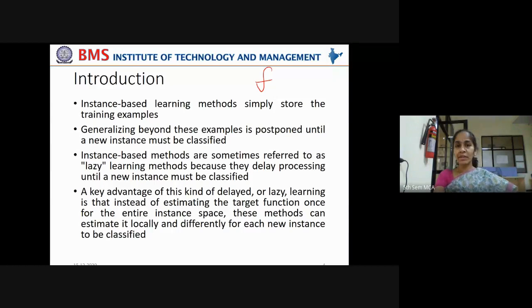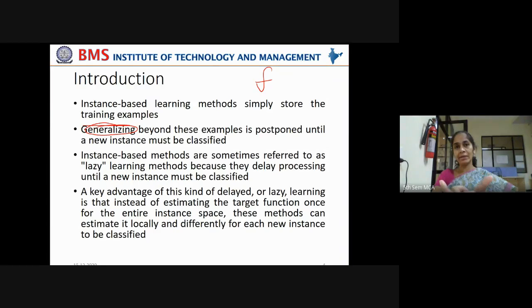So instance-based learning methods simply store the training examples at first. It doesn't start learning as and when it encounters the training examples. It just stores all the training examples first. Now, generalizing beyond these examples is postponed until a new instance must be classified. Normally, other algorithms will generalize based on whatever training example they encounter. They learn some additional concept. Now, a second training example is encountered.